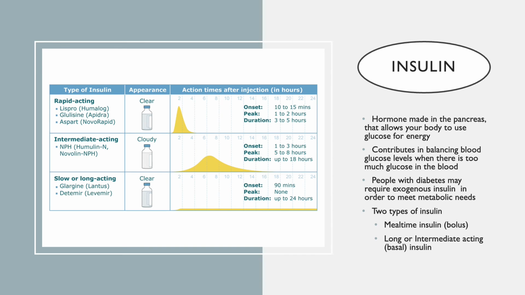So 2 or 3 types of insulin. Usually the long and intermediate are put into one type. Rapid acting is usually Lispro or Aspart, and the onset is 10 to 15 minutes. That's usually given about 30 minutes before a meal. Intermediate or slow or long acting is usually given either once a day or twice a day to last up to 18 to 24 hours.